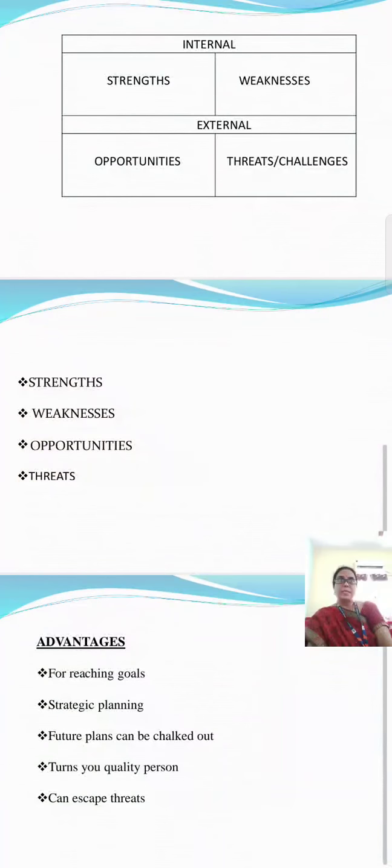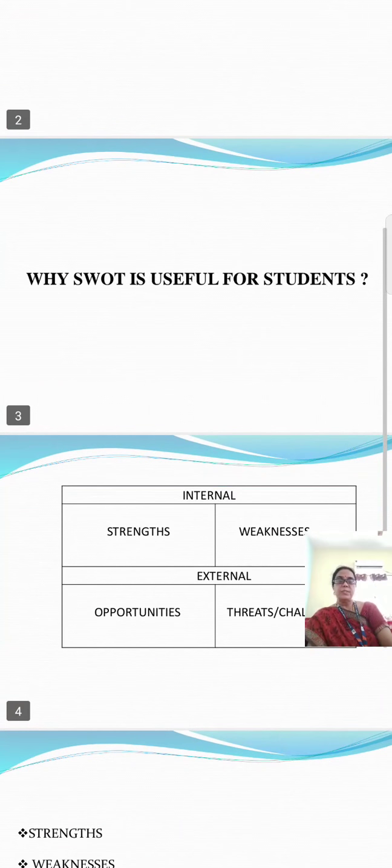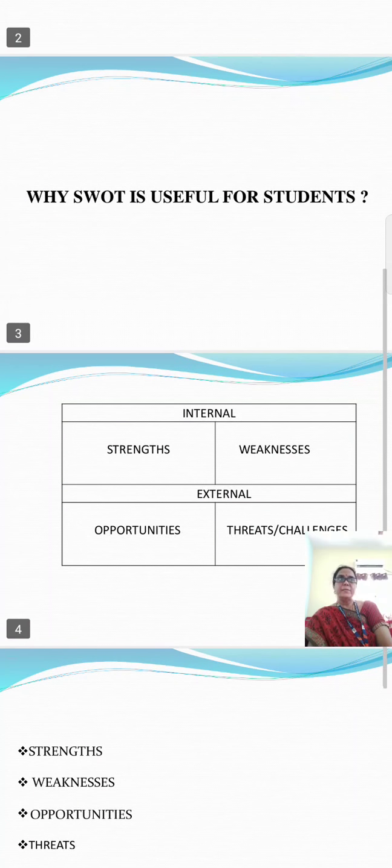Now I would like to move on to the next part. Why is SWOT useful for students? Socrates said, know thyself. That means know yourself. The typical problem of today's youth is they are familiar with many things but ignore their own self. They know many things about Sachin and Dhoni, but they don't know about themselves. Dear students, when we know better, we do better. In order to achieve success in life, one has to know oneself and build a strong personality. People who use their talents to their fullest extent only will be successful.